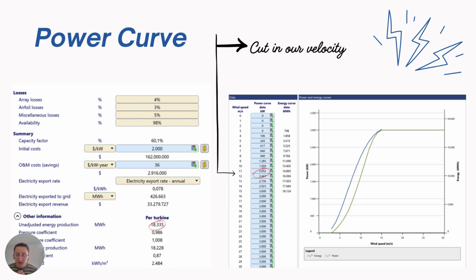And in the graph, we can choose our speed, which is 11.78 at 100 meters. And the graph gives us the information, concluding that it will give us about 15 kilowatts per hour.